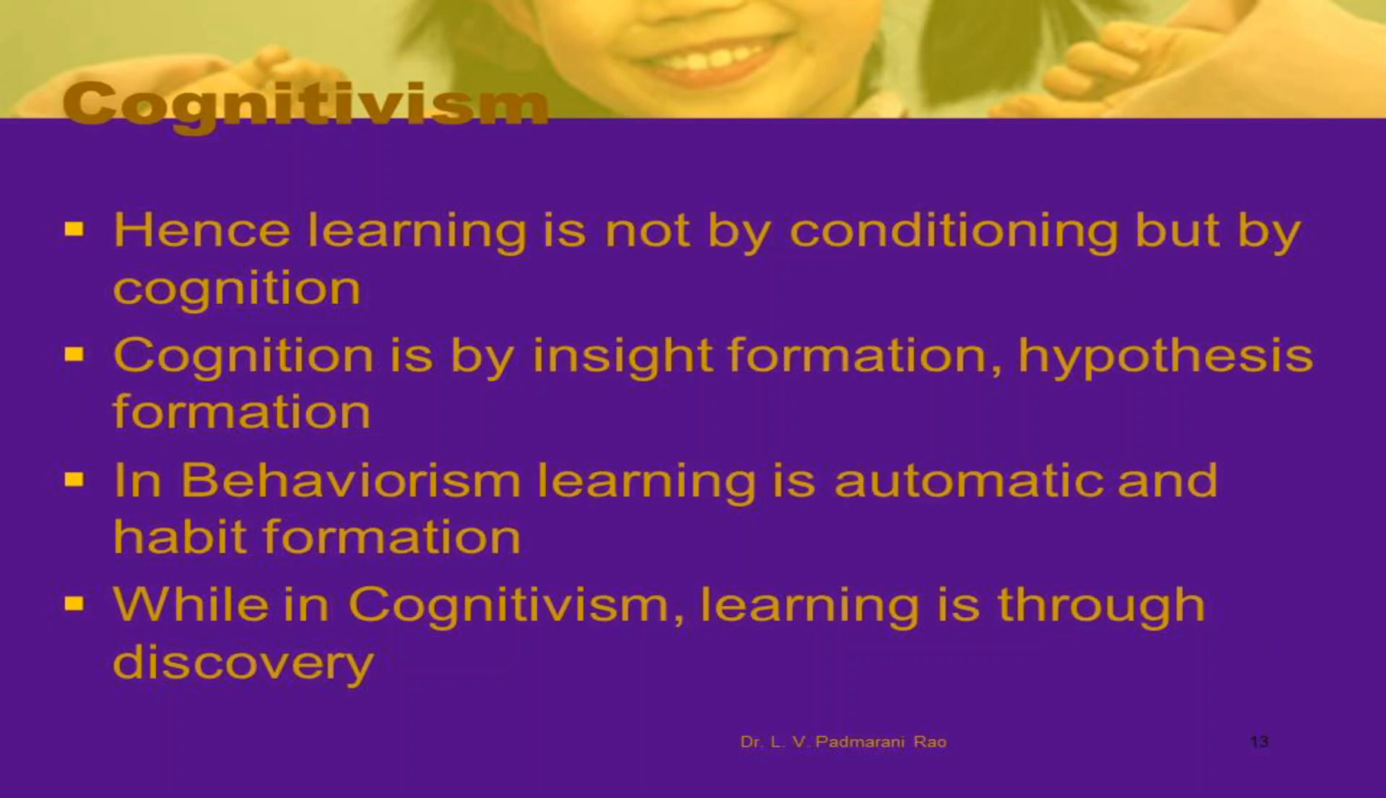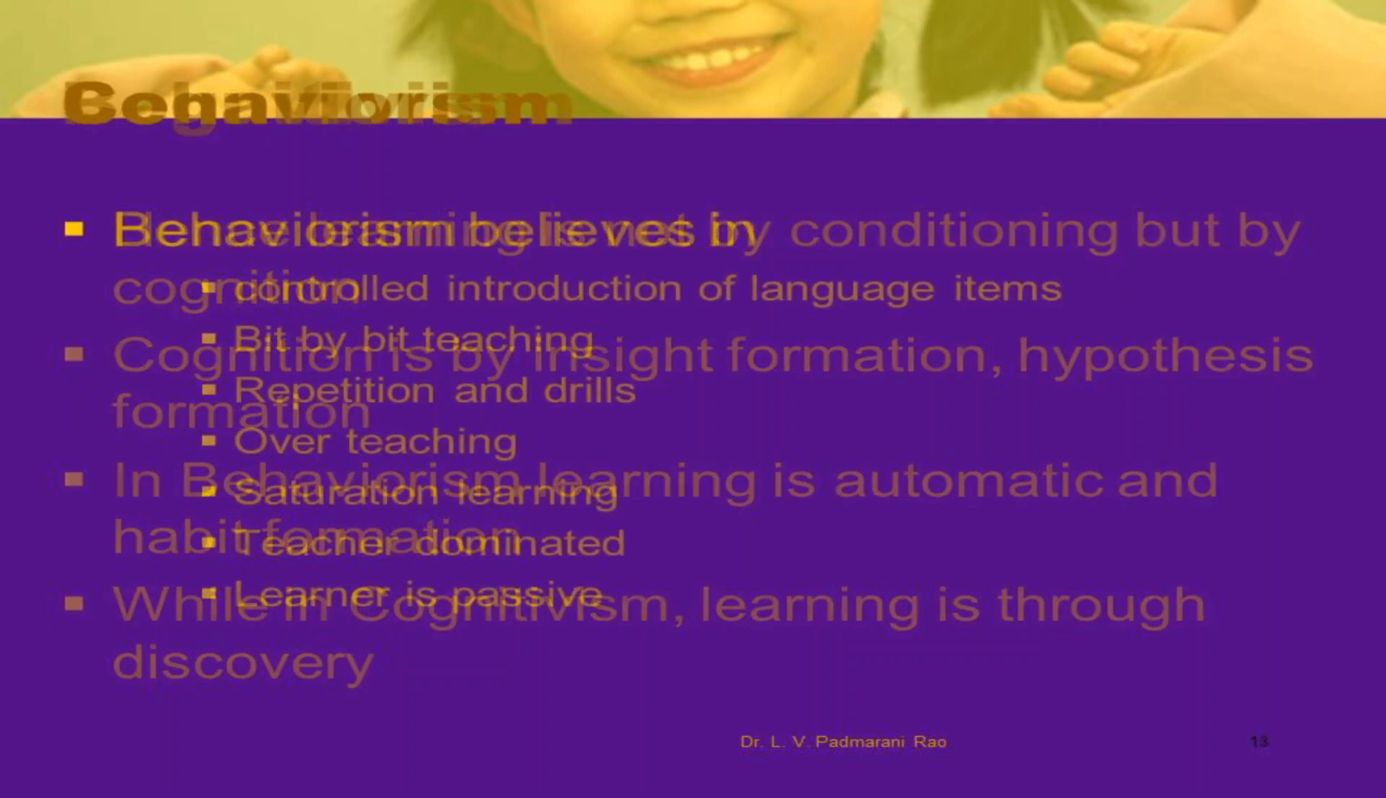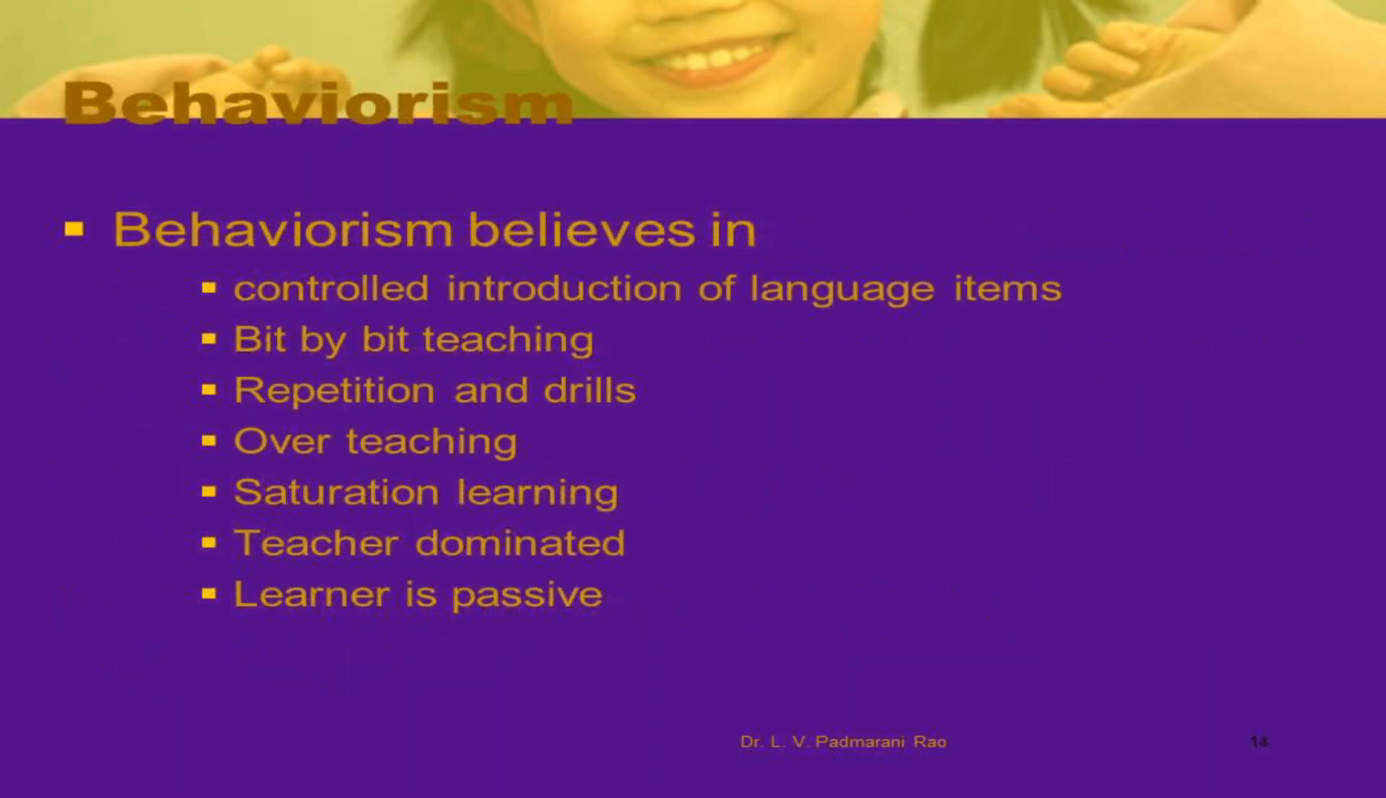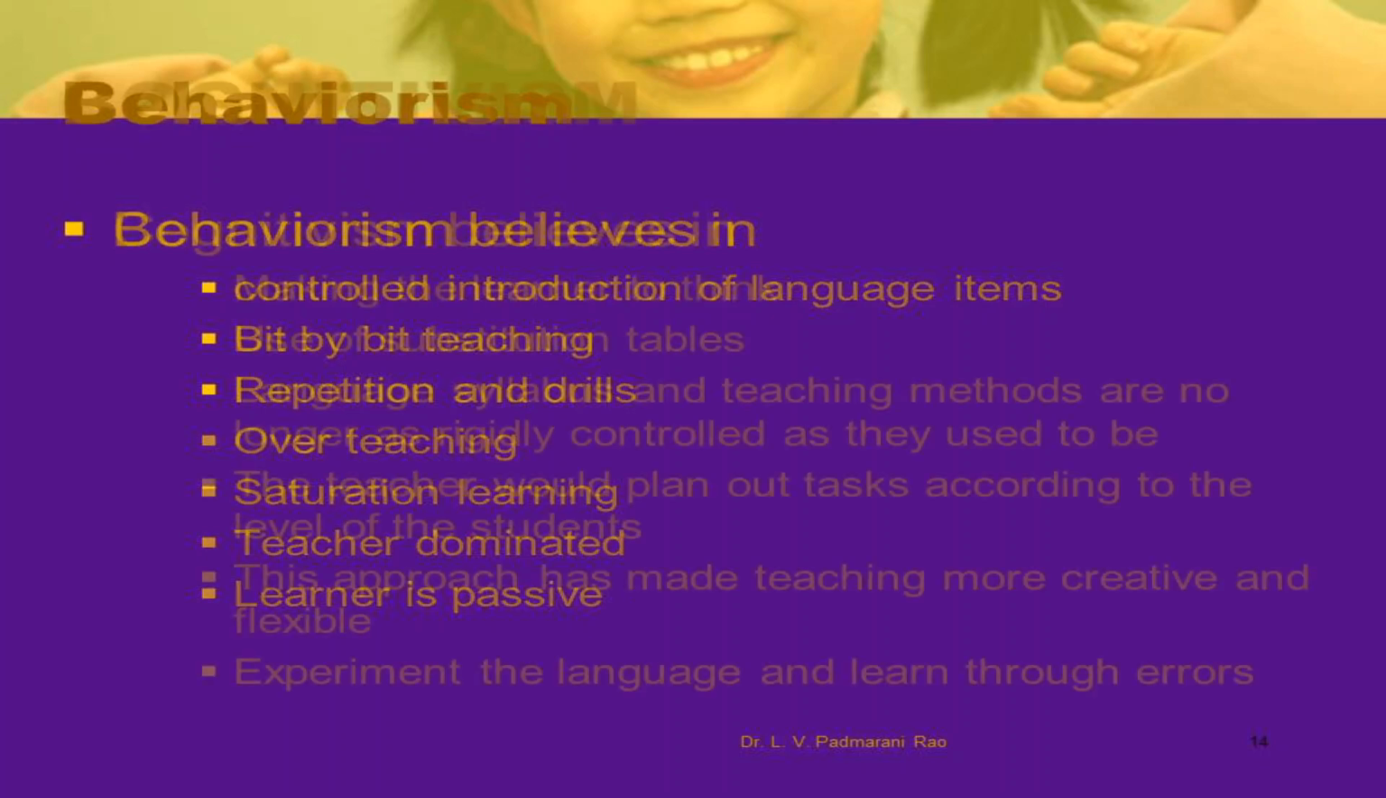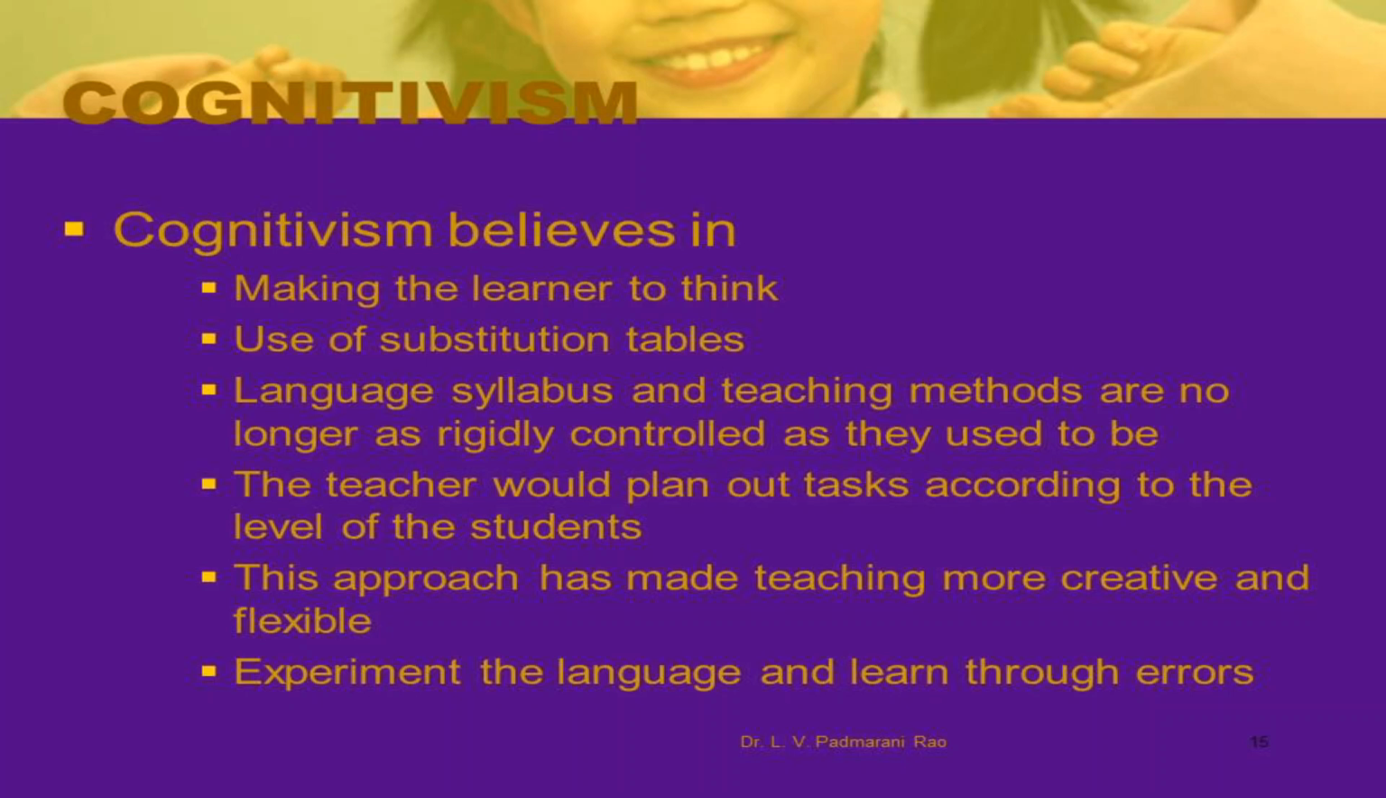In behaviorism, the learning is automatic and habit formation, while in cognitivism, learning is through discovery. Behaviorism believes in controlled introduction of language items, bit by bit teaching, repetition and drills, overteaching, saturation learning, a teacher-dominated situation where the learner is very passive. Whereas cognitivism believes in making the learner think.